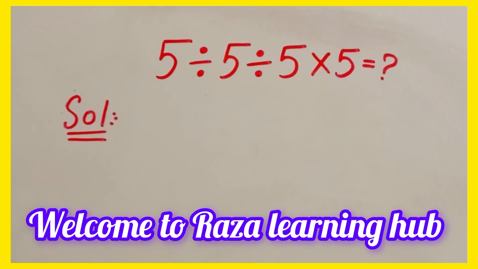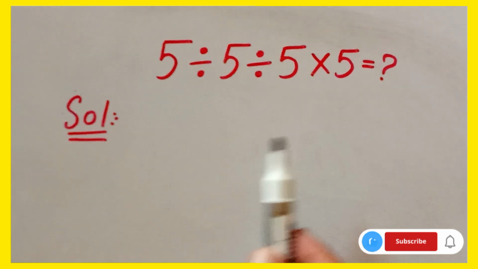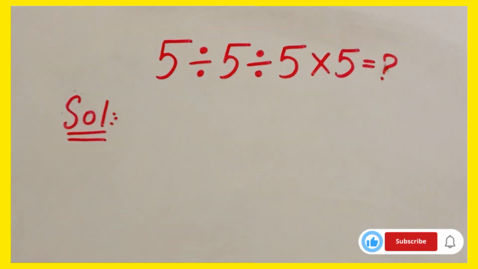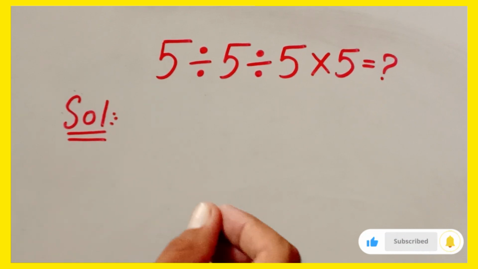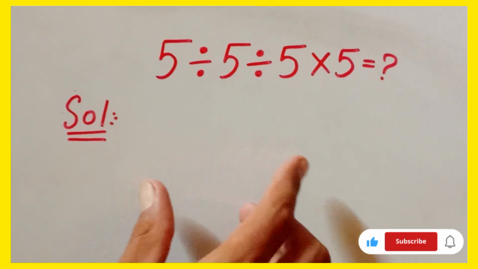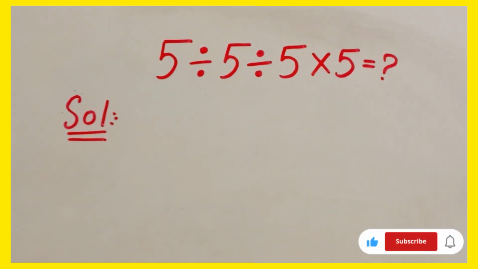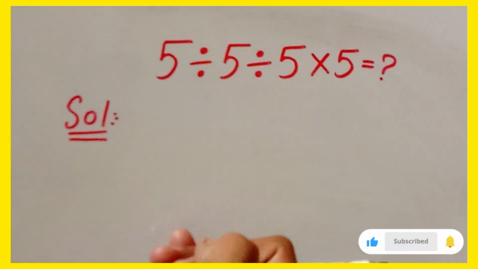In this video we will find the value of this expression, which is 5 divided by 5 divided by 5 times 5. So how can we find the value of this expression? We should all know in PEMDAS that division and multiplication have equal priority and we have to go from left to right. So we can solve this expression from left to right.